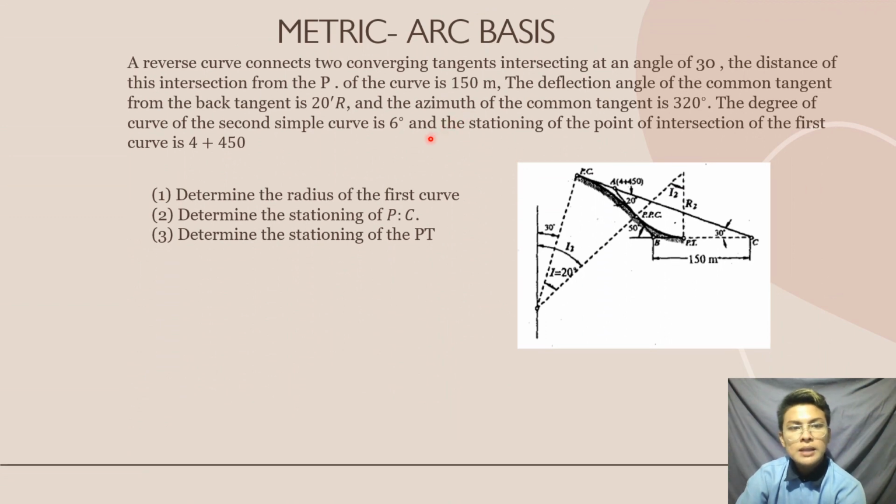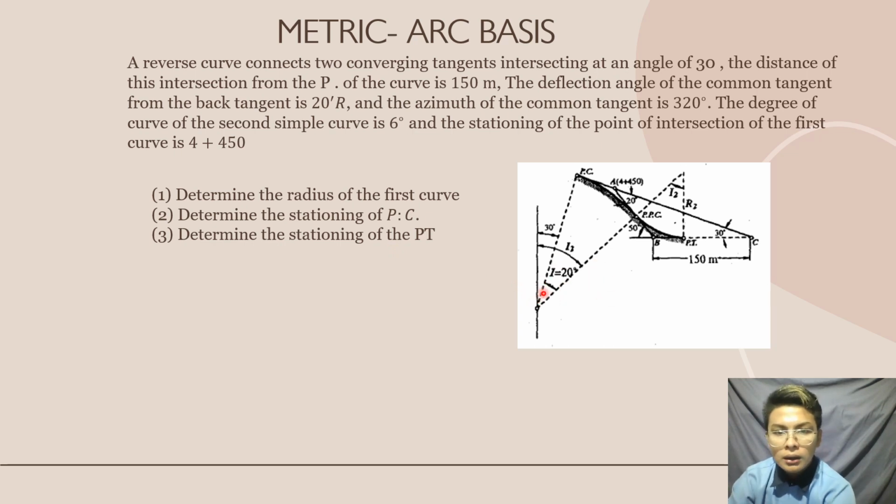Using the metric arc basis, here's our example number 1. A reverse curve connects two converging tangents intersecting at an angle of 30. The distance of this intersection from P of the curve is 150 meters. The deflection angle of the common tangent from the back tangent is 20, and the azimuth of the common tangent is 320 degrees. The degree of the curve of the second simple curve is 6 degrees. And the stationing of the point at the intersection of the first curve is 4 plus 450. So determine the radius of the first curve, determine the stationing of PC, and determine the stationing of PD.